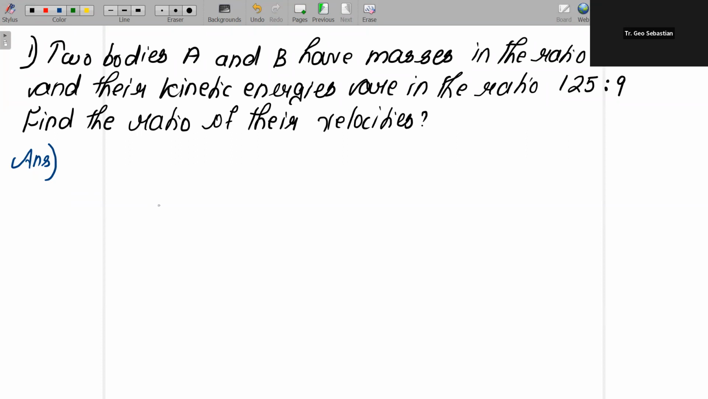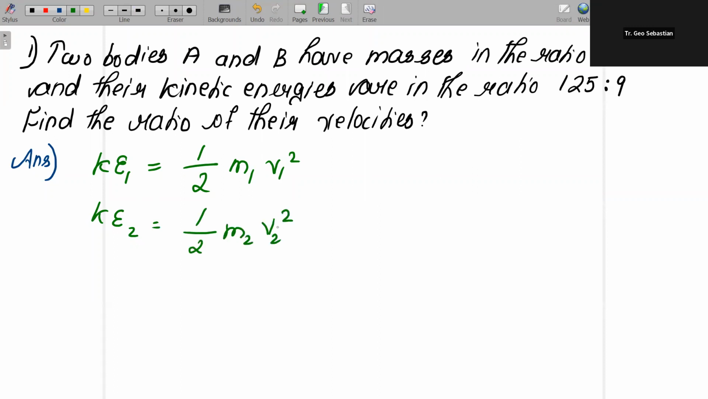Children, can you tell me which chapter this question is from? Work, energy, power. That is the first thing you should think. When you get a question, how can you relate it with a chapter? In work, energy, power, you study kinetic energy, right? What is the equation for kinetic energy? KE1 is nothing but half m v square, but here two masses are given, right? So half m1 v1 square, and KE2 is nothing but half m2 v2 square. Any doubts?